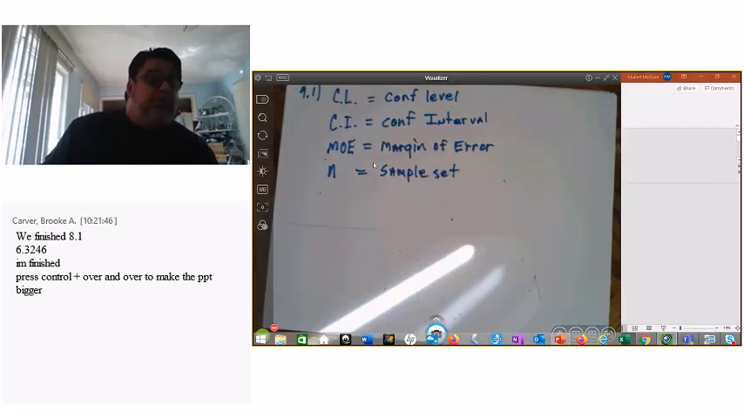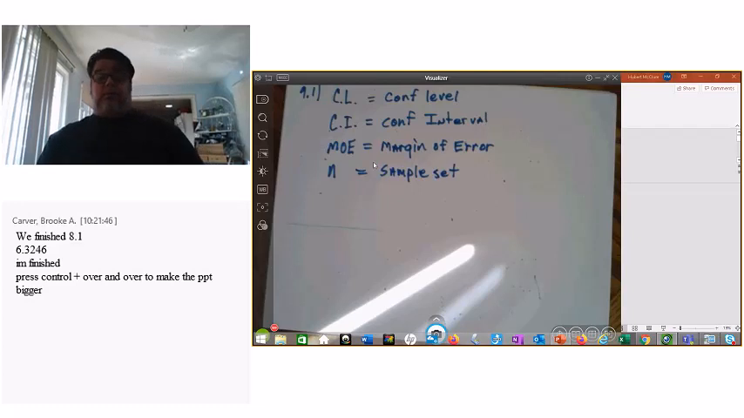Press Control plus over and over to make the PowerPoint bigger. Oh, I didn't know that. Thank you.